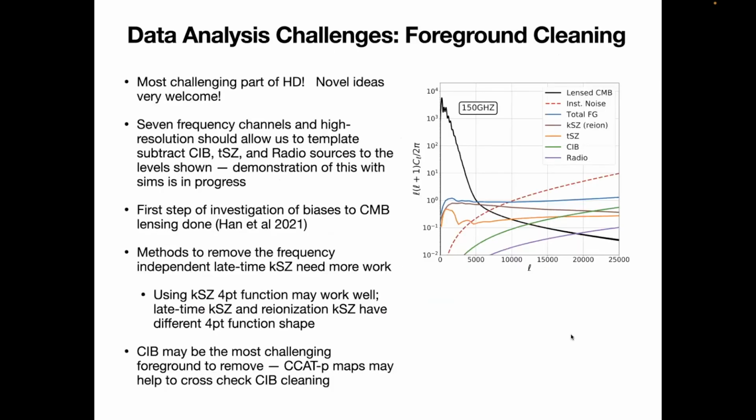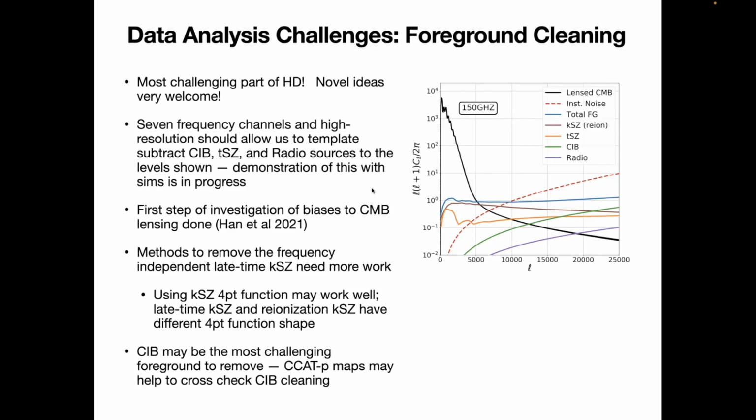And then the final, probably most challenging part of CMB-HD is the foreground cleaning. Where we would like to be is this plot over here, where most of the foregrounds within this range of say 5,000 to 25,000 are below the noise. I'm just showing the 150 gigahertz channel. We will have 7 frequency channels and high resolution.